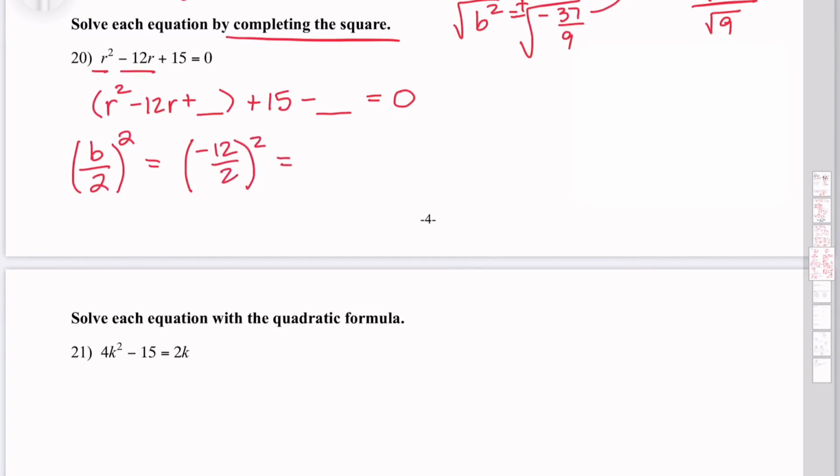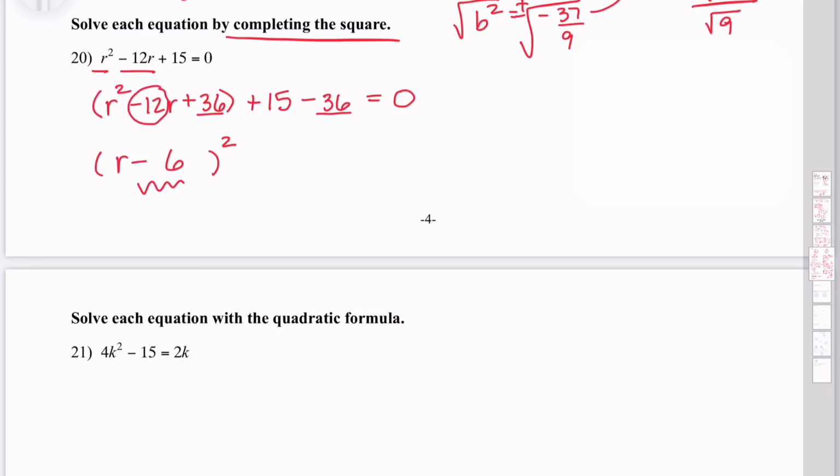Negative 12 over 2 is negative 6, and negative 6 squared is positive 36. So this is the new term we are adding. Now, if we're adding 36, we're now going to subtract 36, like I said before, from the same side of the equal sign. r squared minus 12r plus 36 factors out into r minus 6 squared. And how did I get this minus 6? You take your b value and you divide it by 2, and you get negative 6.